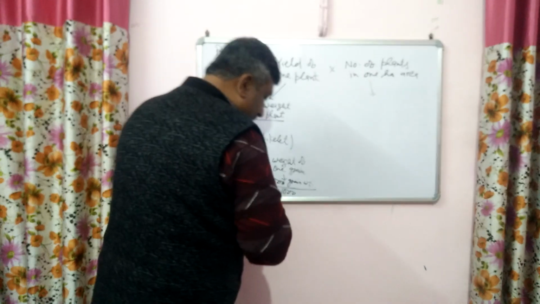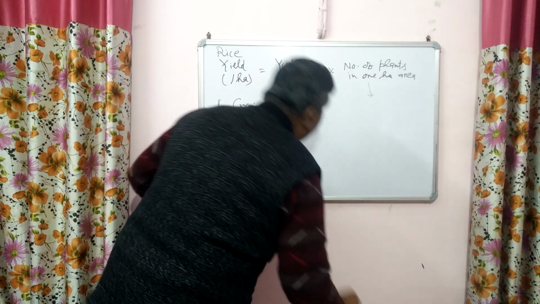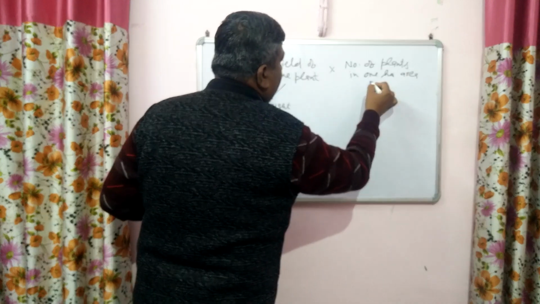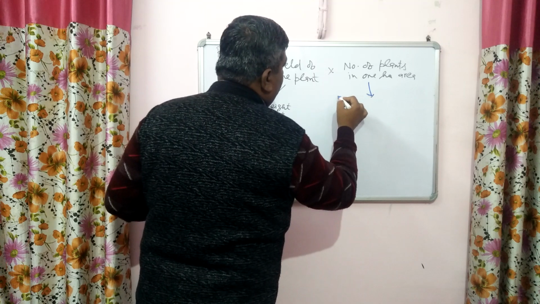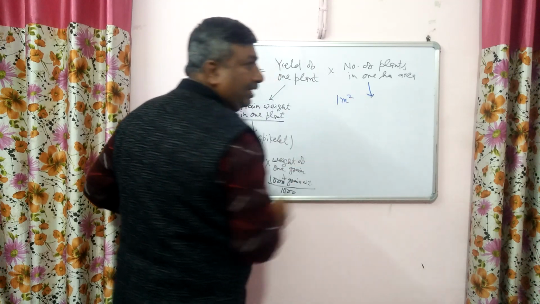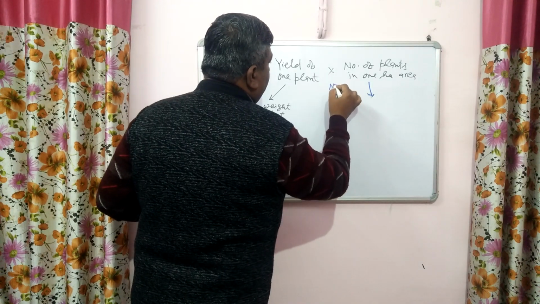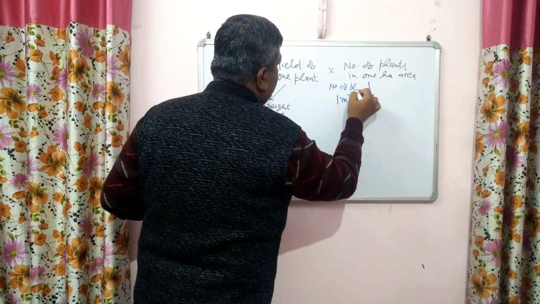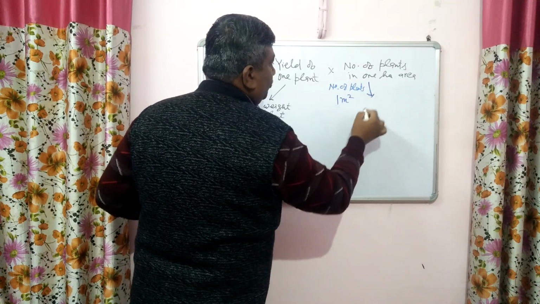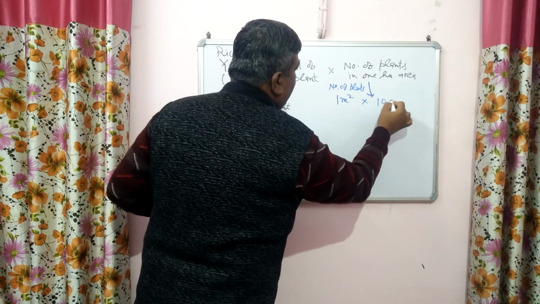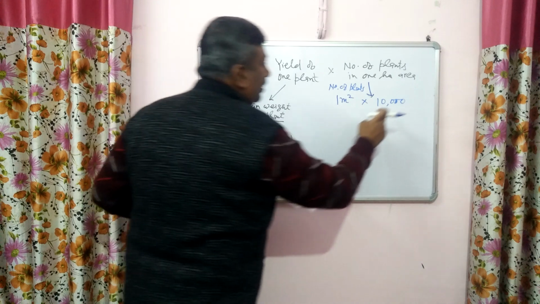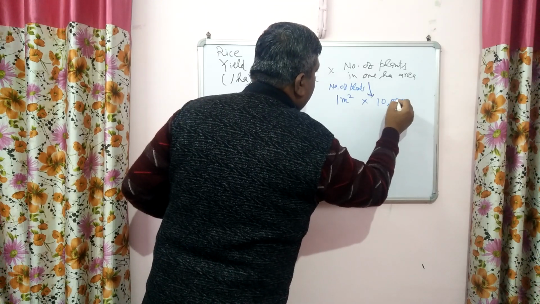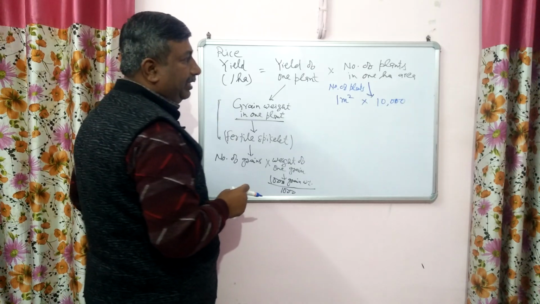How is this number of plants in 1 hectare determined? First, take the number of plants in 1 square meter area. First calculate the number of plants in 1 square meter area, then multiply it by 10,000, because there are 10,000 square meters in 1 hectare area.